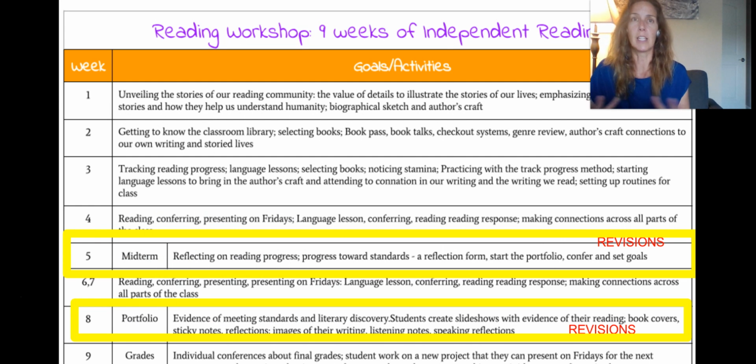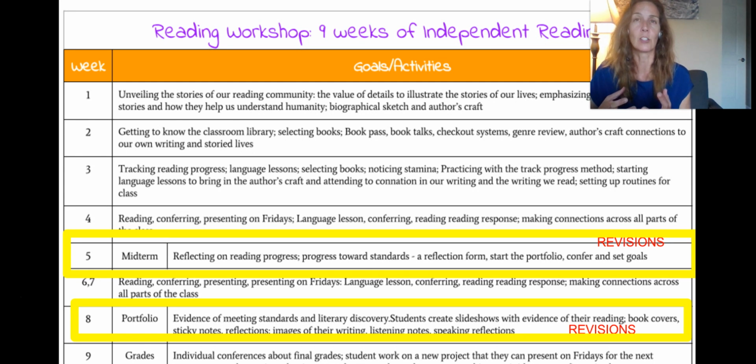So here's a sample 9-week quarter for me. I have 9-week quarters at my school. So I just set it up with the first 4-ish weeks being gathering data, doing mini lessons, lots of independent reading, tracking their progress. And then around week 4 and 5, we create a small portfolio of what we've learned and reflect on it.